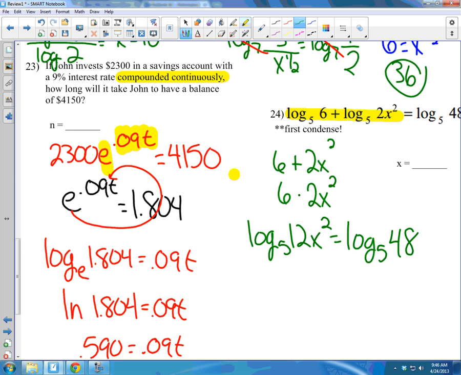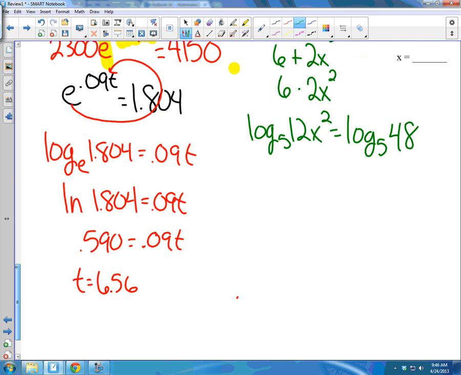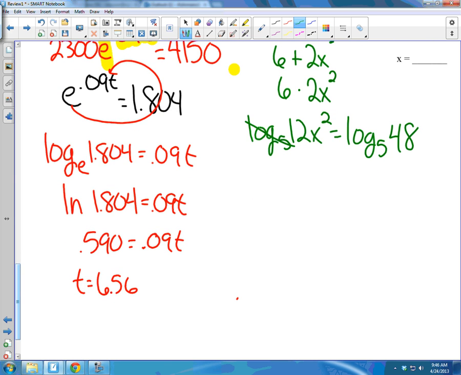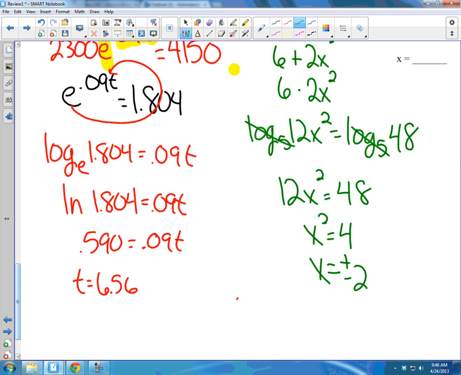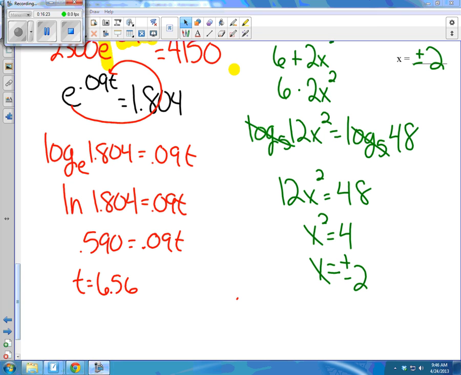And now, since the bases of the logs are the same, I can ignore the logs and just solve with what's behind them. So to get x by itself, I'm going to move the 12 first by dividing. Well, it gives me 4. And now to solve for x, I'm going to square root, and I'll write down plus or minus 2. That is the solving objective. So next we will go to the graphing objective.